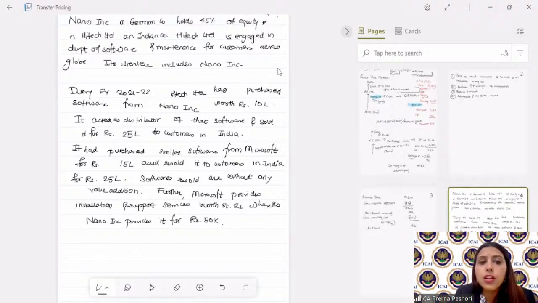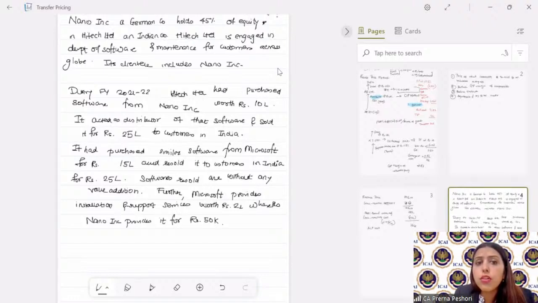Priya, what is 13 lakh 50,000? In this case, if you see your arm's length price, yes, Geeta, it is 40%, correct. So you will apply that 40% on 25 lakhs, which is your resale price to the customers, and you will get 15 lakhs as your arm's length price. I'm not adjusting for the time being the installation and support charges, because again these are tainted transactions.